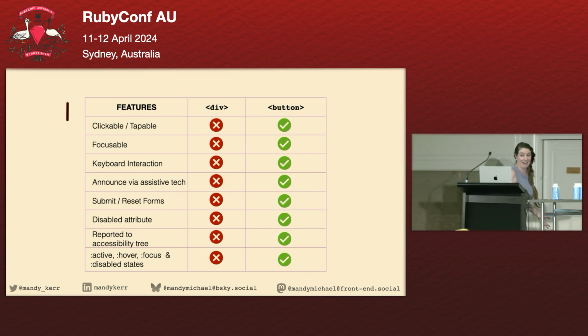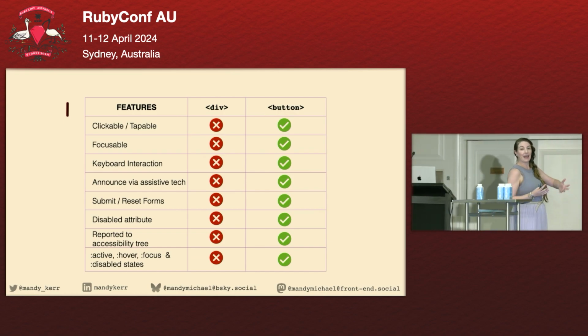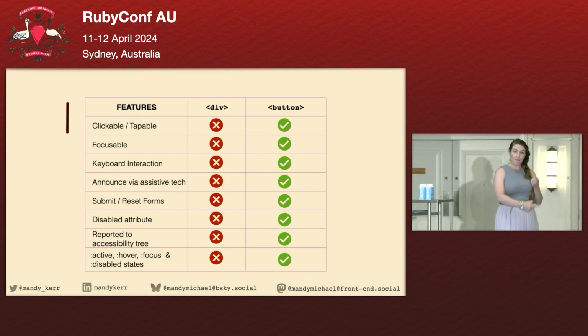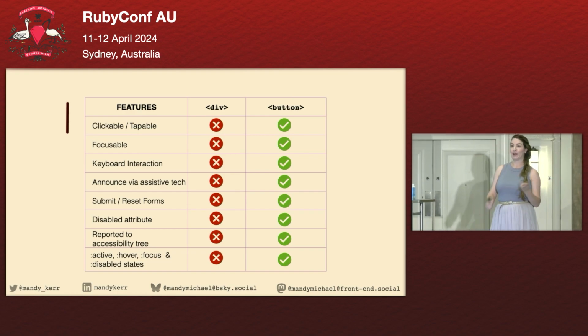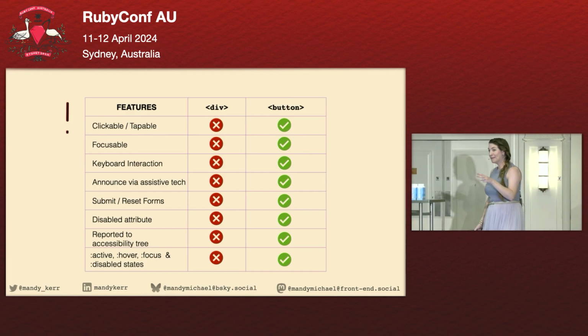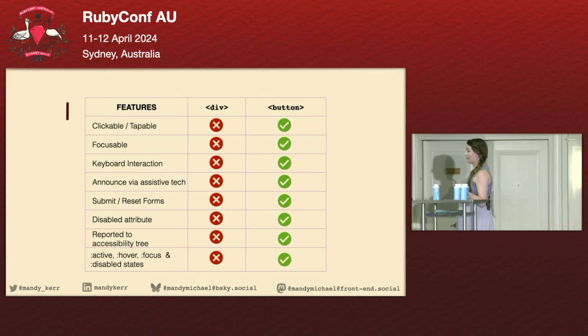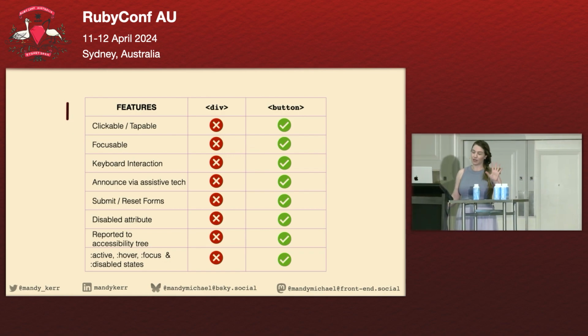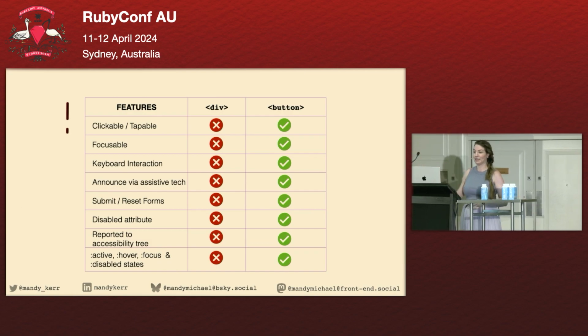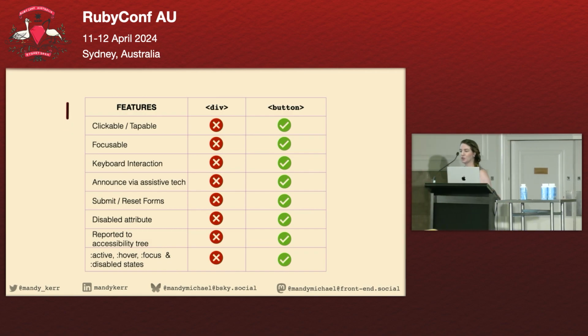If you use a div to replicate these features, you need to write more code, test more code, and maintain more code. And that means you've got more JavaScript on your page, which we've already established is a bad thing. I mean, I love JavaScript, don't get me wrong, but you don't need it to make a button when we already have a HTML element. Don't make your life more difficult.